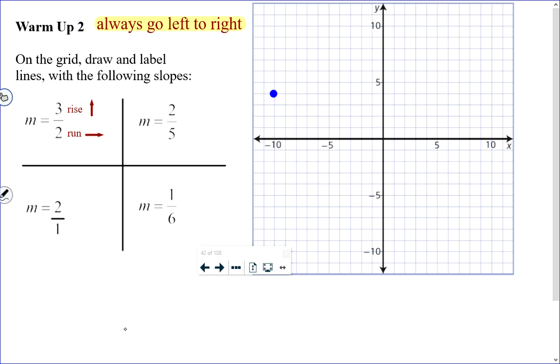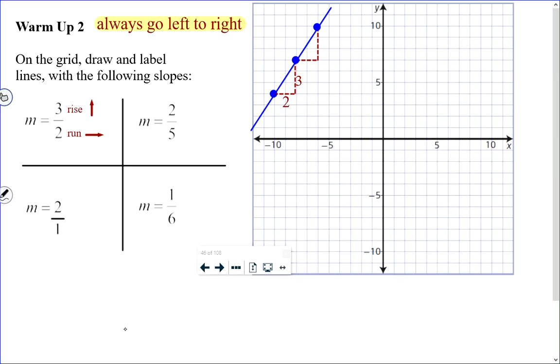The slope is 3 over 2, which means from that point, I go 2 to the right and 3 up. And I can put another point there. The run is 2, so I go 2 to the right, the rise is 3. From there, I can go over 2 and up 3 again, and I can draw the line.